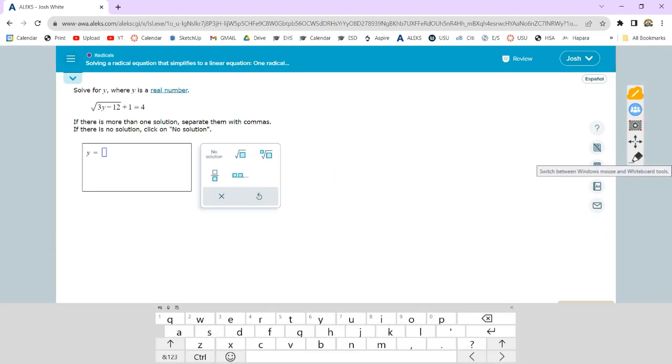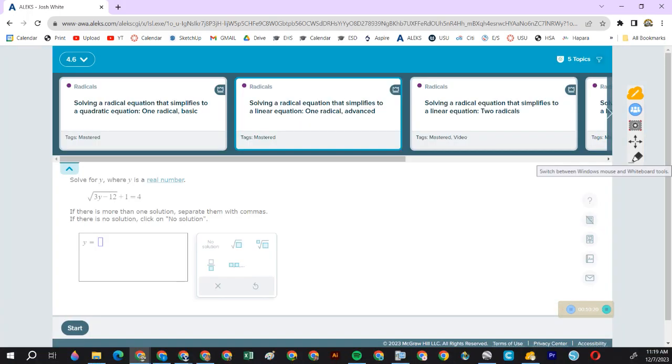Okay. Does that have an answer? Yes, because when I move that 1 to the other side, it's still positive. So we would subtract 1, and then what? Square it, add 12, and then divide by 3. All right.